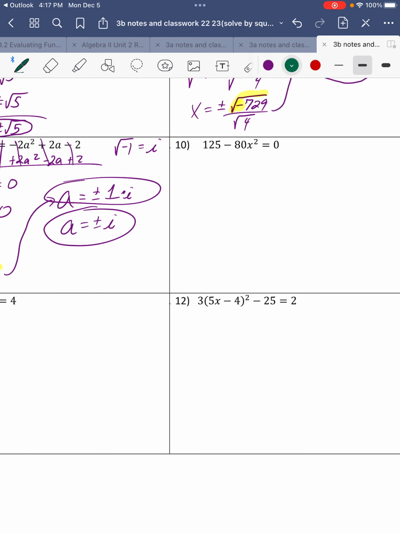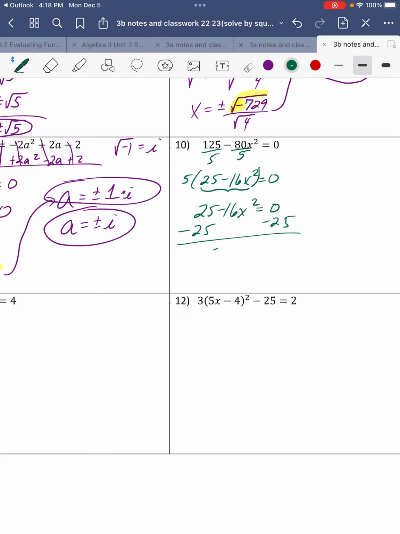All right, number 10, let's look at that. Greatest common factor, there is a 5, I believe. So I'm dividing a 5 out. We got 25 minus 16x squared equals 0. All my solutions are coming from the factor 25 minus 16x squared. And so I'm going to subtract 25. Negative 16x squared equals negative 25.